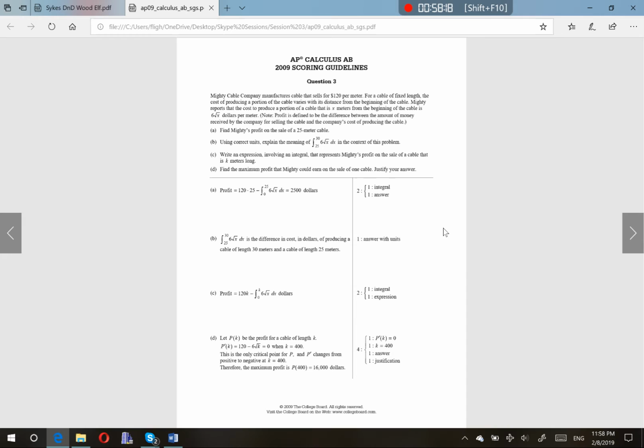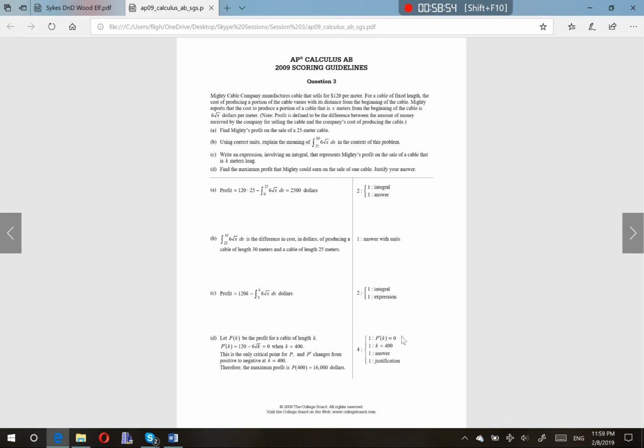Last one. 1 point for our integral for the profit. So that was our revenue minus the integral that we had for cost. And then 1 point for our answer of $2,500. 1 point for an answer with units. Okay, we're talking about the difference in cost of producing a 30 meter versus a 25 meter cable. We needed to use meters somewhere in there. I've got 1 point for our integral and 1 point for our expression. So your integral is just this right-hand side where we're looking at the cost, and then your expression is the whole thing, profit equals revenue minus cost.